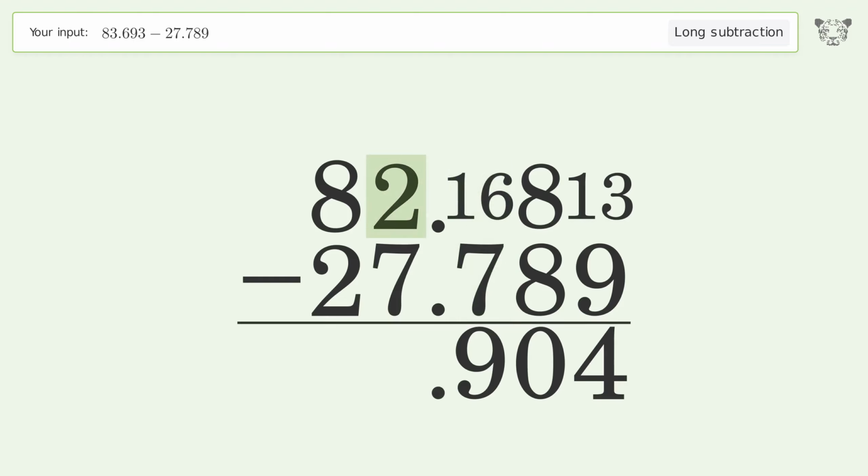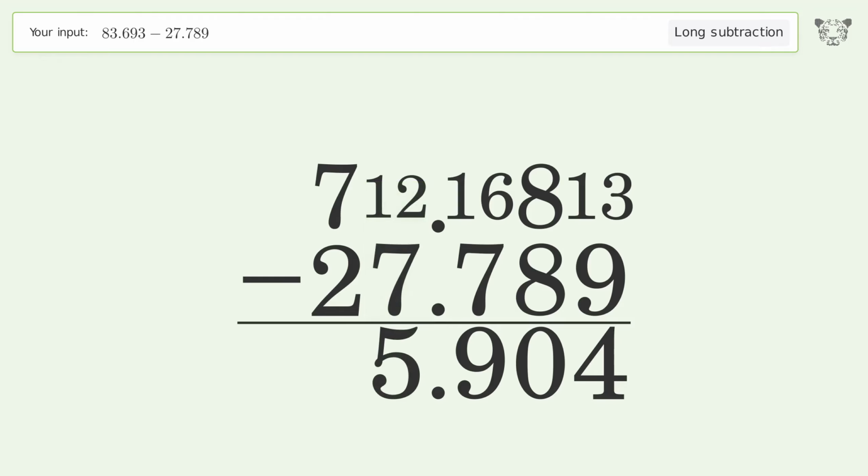Because the upper digit, 2, in the ones column is too small to get a positive difference, borrow 1 from the digit, 8, in the next number place, which becomes 7, and get 12. 12 minus 7 equals 5. 7 minus 2 equals 5. And so the final result is 55.904.